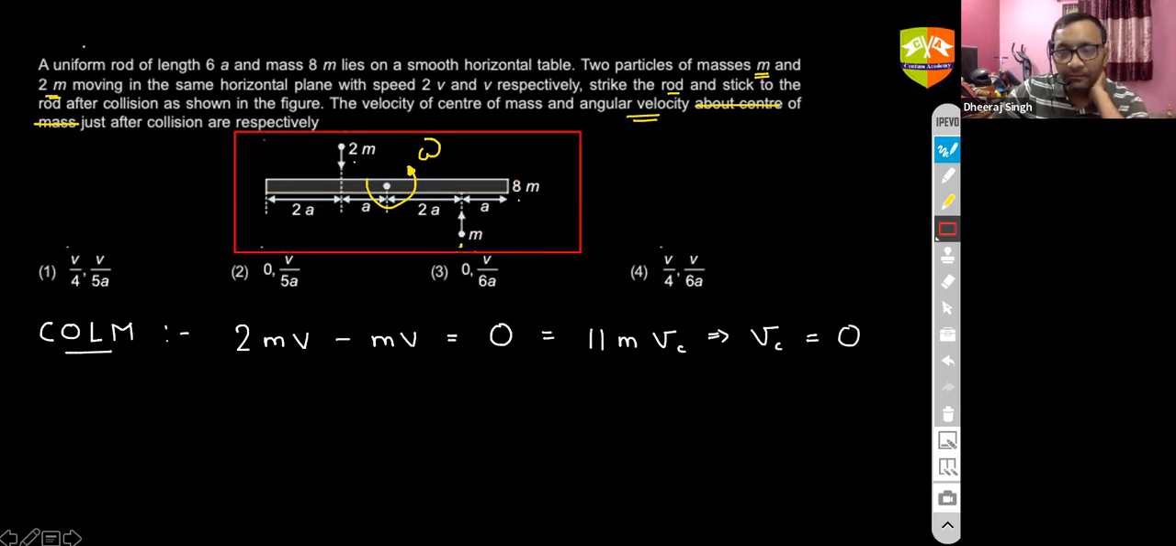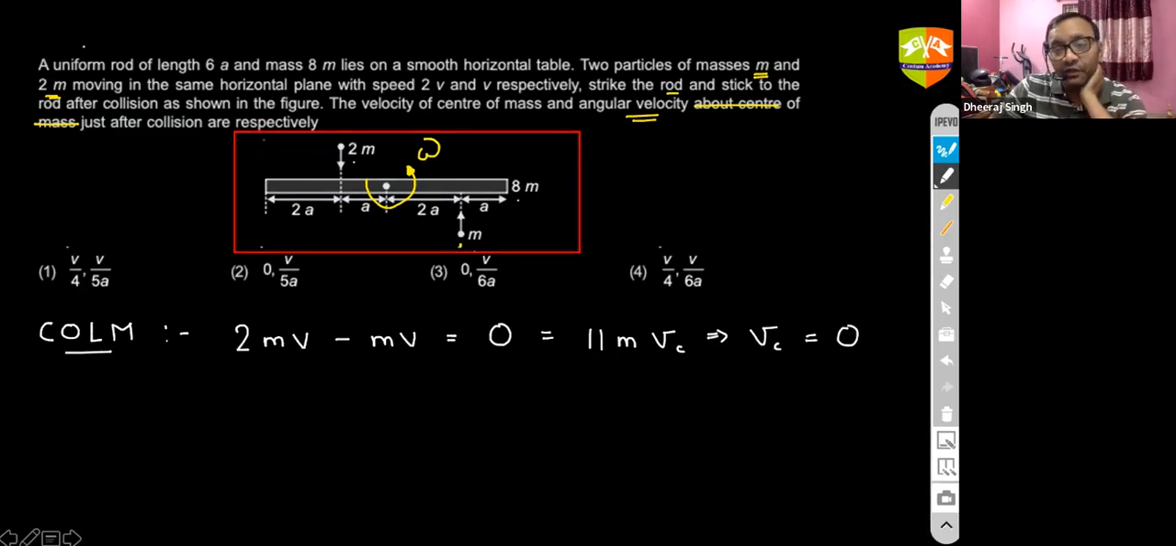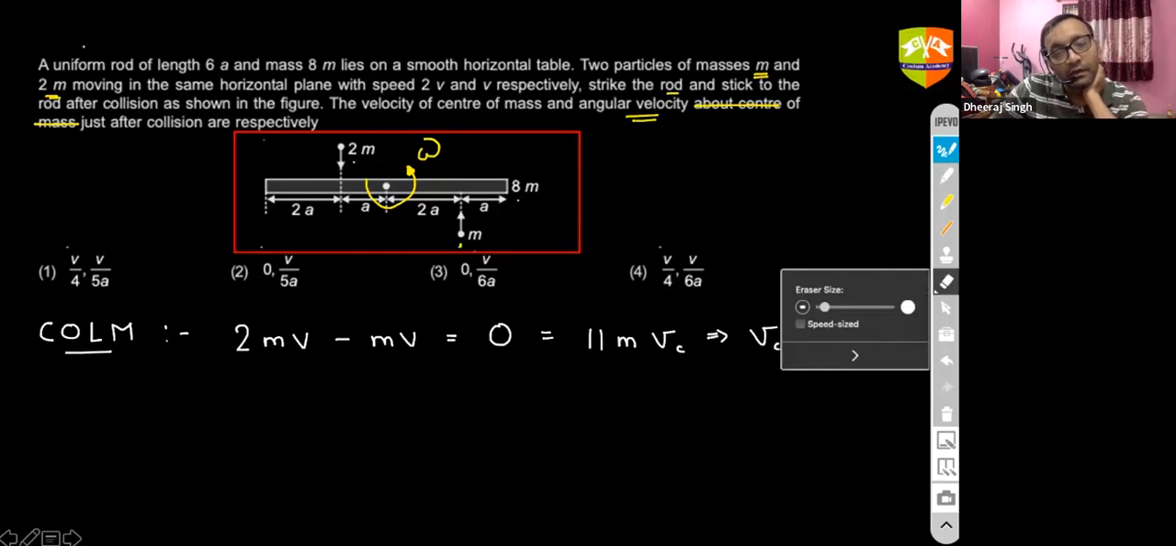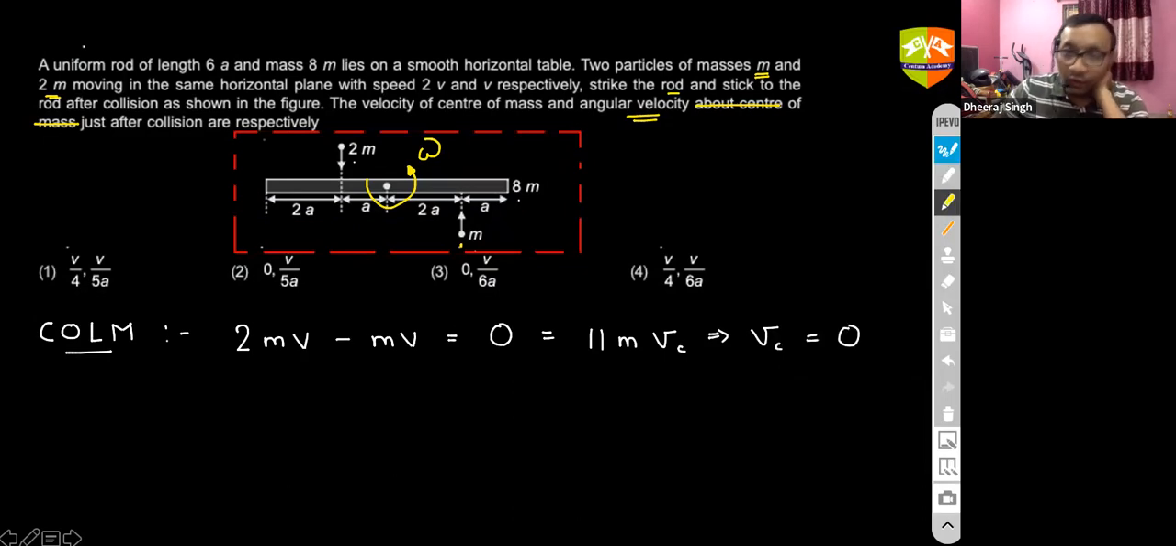Okay. So about which axis can I apply conservation of angular momentum? I'm asking about which axis I can apply. Only about center of mass? Or about any axis? Let's say I am applying about this axis. Is there external torque about that axis? No. Right? About any axis.